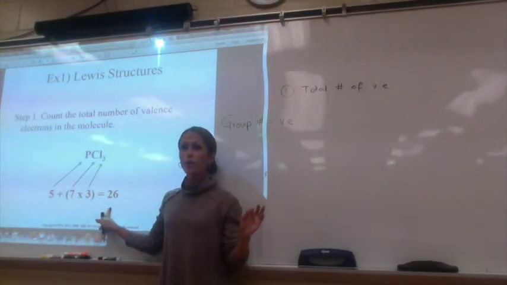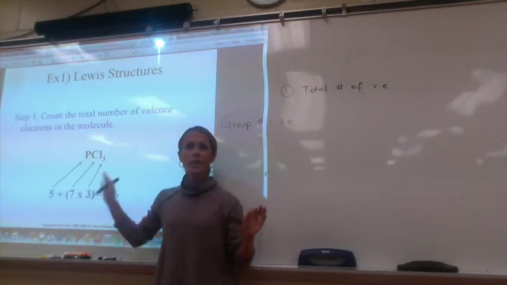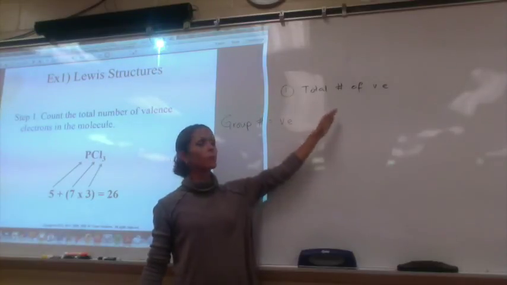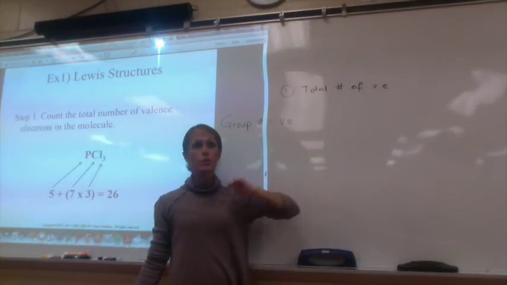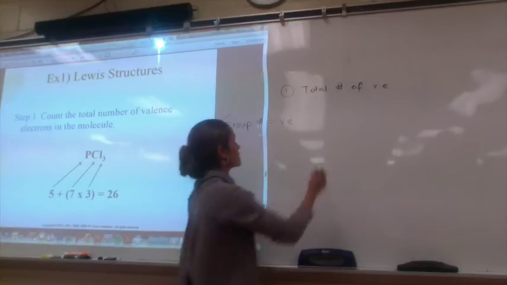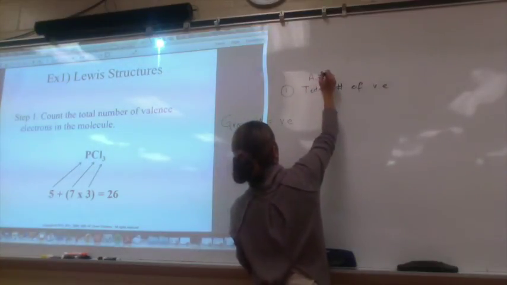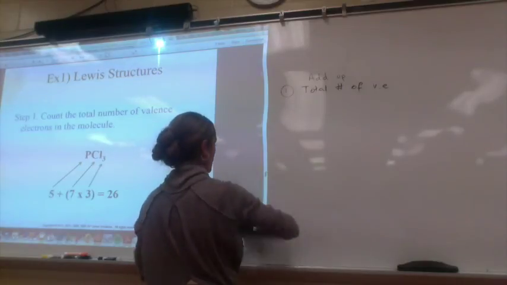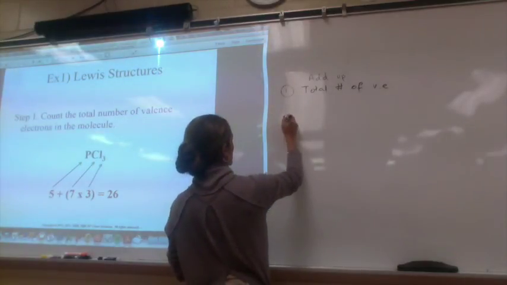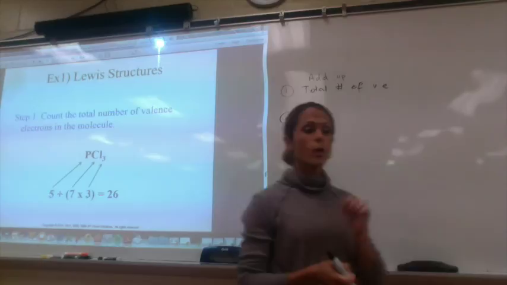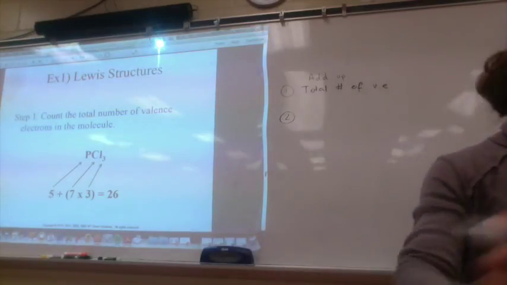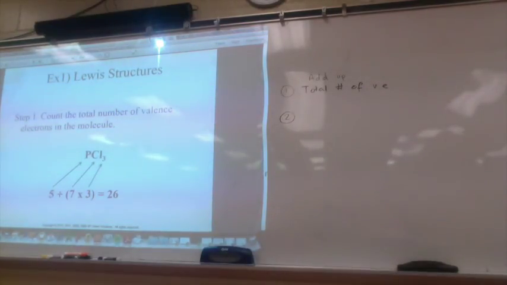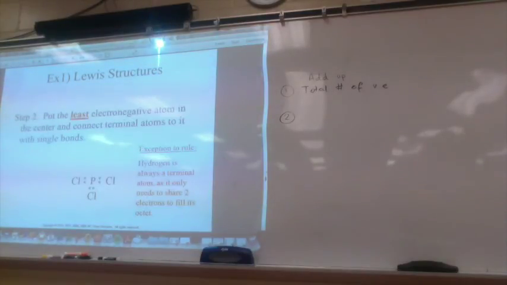So on your note card, you can either write the entire thing you want, or you can just summarize and say add up total number of valence electrons. Remind yourself that the group number is going to give you your number of valence electrons. So we have 26 in our mind. I would jot that number down as I was drawing my structure.